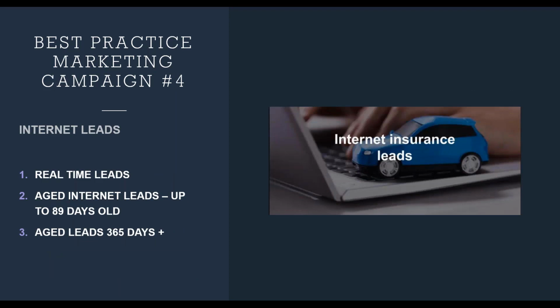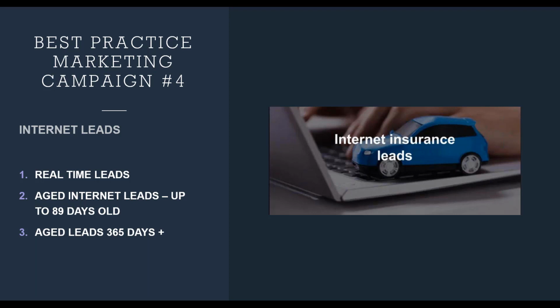Number 4, internet leads. Real-time internet leads, aged internet leads up to 89 days old. Why 89? Because if they're over 90, you can't call them anymore. When they first put their information out on the web, they're on the do not call for 90 days. So up to 89 days, you can still pick up the phone and call them. After 90 days, you're not supposed to call them anymore. And then aged leads 365 days plus.